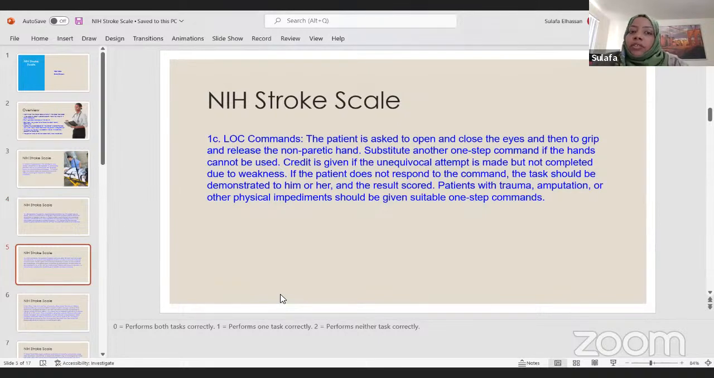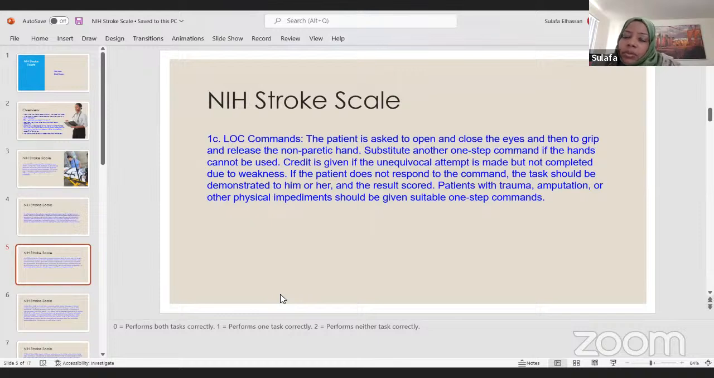We also have the level of consciousness commands. The patient is asked to open or close the eyes and then grip and release the non-paretic hand. Substitute another one-step command if the hand cannot be used. So for any reason, if there is a fracture or you cannot use the hands, you can substitute any other one-step command. Credit is given if an unequivocal attempt is made but not completed because of weakness.